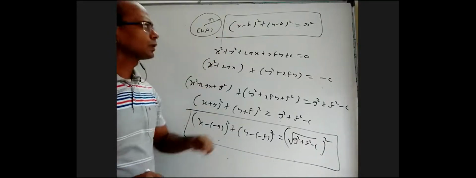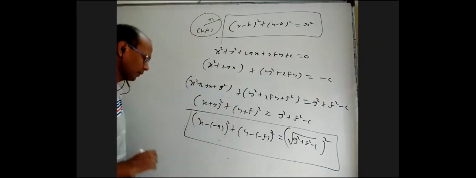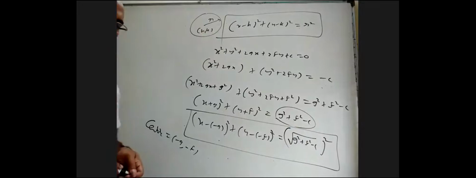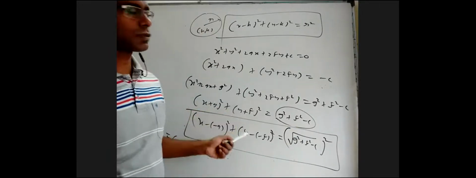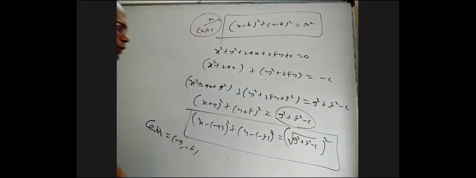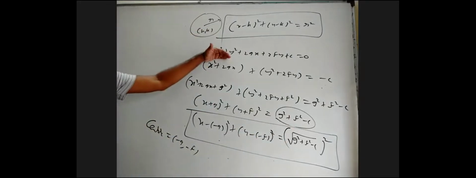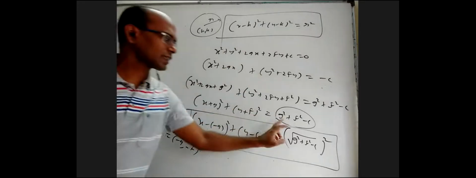When I compare this and this, in the place of h, minus g is there, and in the place of k, minus f is there. So now we can say for this circle, the center is minus g comma minus f. And if it is negative, then this is positive, something whole square. A real number whole square is greater than or equal to 0. This is greater than or equal to 0. This also should be greater than or equal to 0. So this equation does not always represent a circle, only when it is greater than or equal to 0.